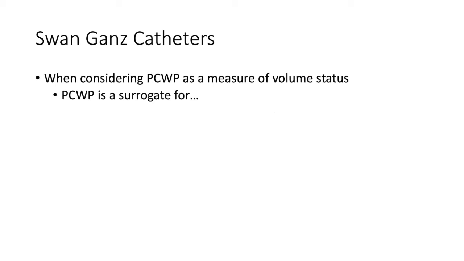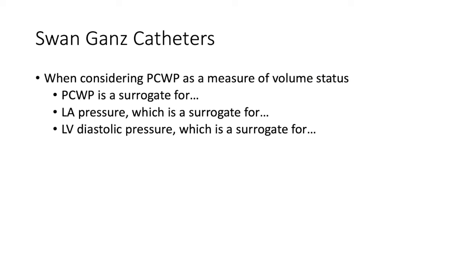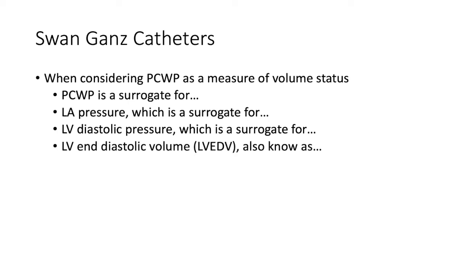But so pulmonary capillary wedge pressure, that is a surrogate for left atrial pressure, right? Which is also a surrogate for left ventricular diastolic pressure, which is a surrogate for left ventricular end diastolic volume, also known as preload. So you're about 4 or 5 degrees of separation away from what you're actually trying to assess. That's why this is not such a great value to use as a static endpoint.